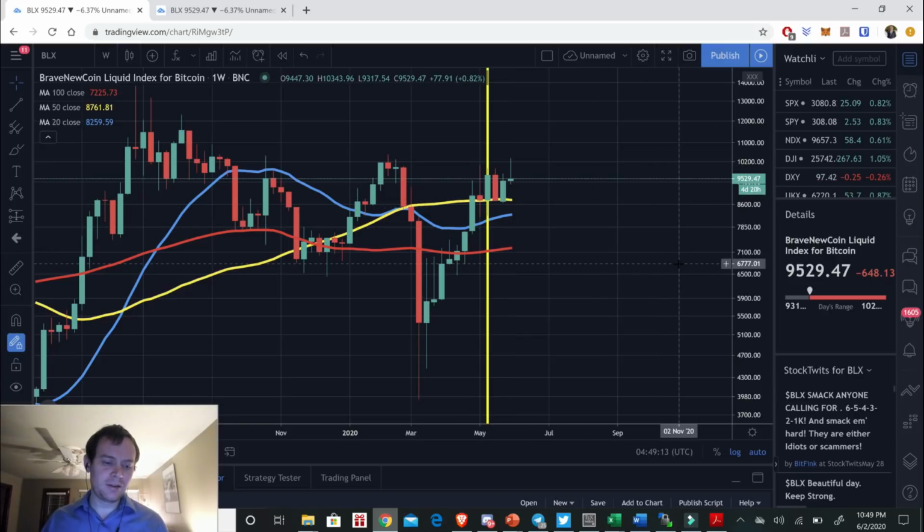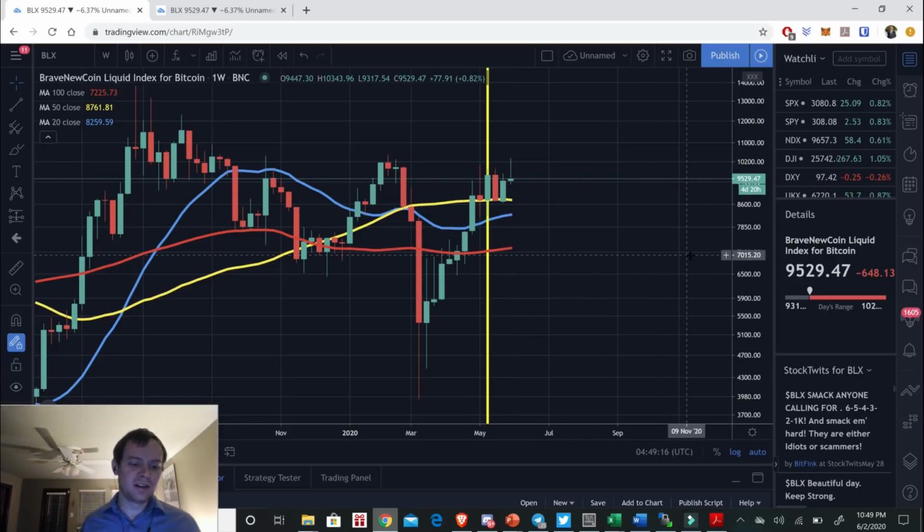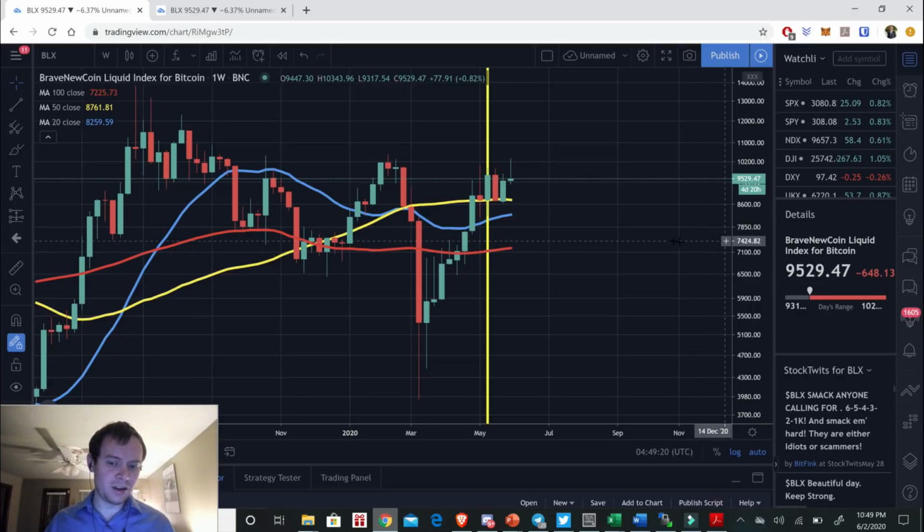So again, if you're looking for resistance or say support regions, if you see us dropping, I would say the 50-week is where you would want to look first. It's around 8,800. The 20-week is below that at around 8,200 to 8,300. So these are going to be key support regions.